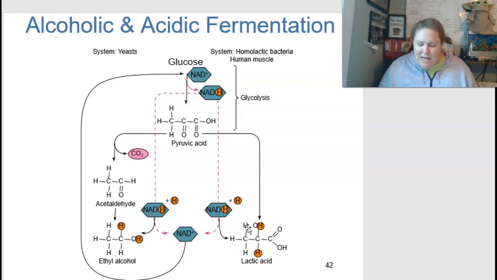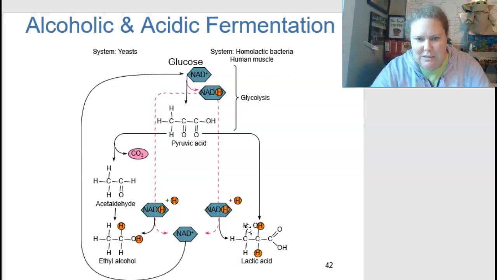In yeast, pyruvic acid is decarboxylated to acetaldehyde and CO2. And the NADH that's given off in the glycolytic pathway reduces acetaldehyde into ethyl alcohol. In homolactic fermentative bacteria, the pyruvic acid is going to be reduced by NADH to lactic acid. And both systems are going to generate NAD+, which then can feed back into glycolysis, like I said before, and keep glycolysis limping along, or other cycles, such as the pink dotted lines.